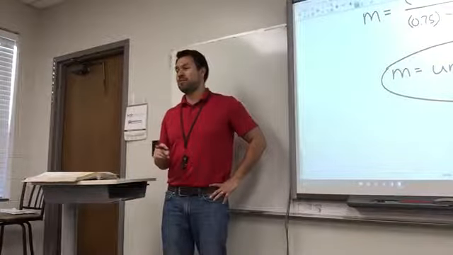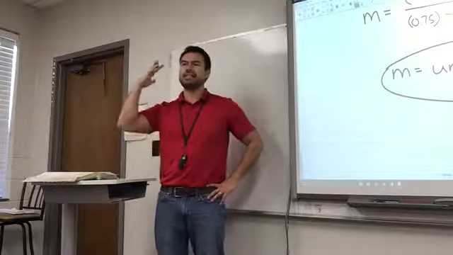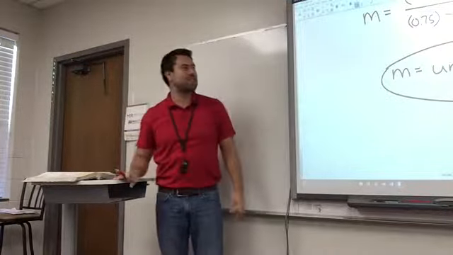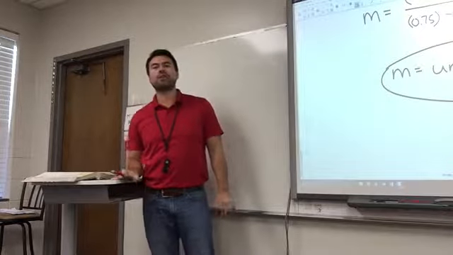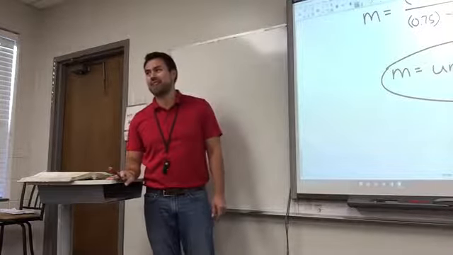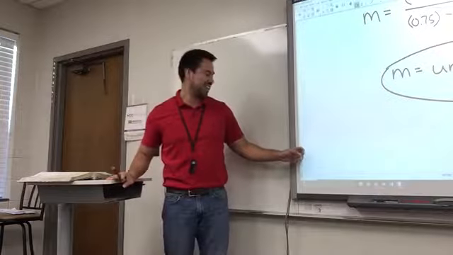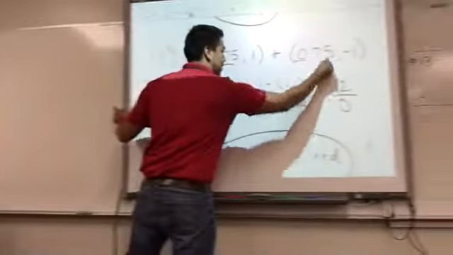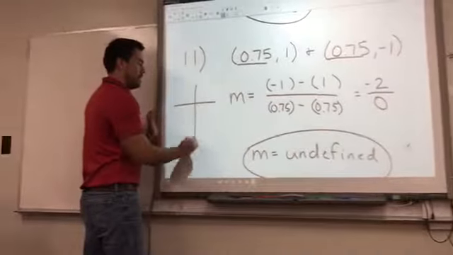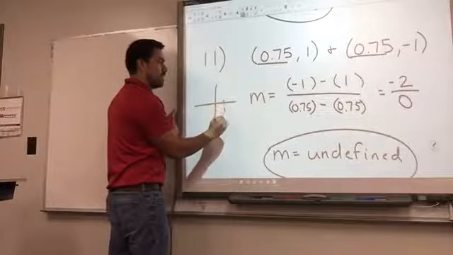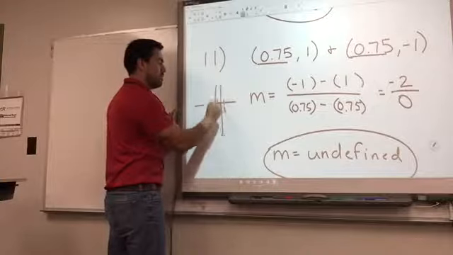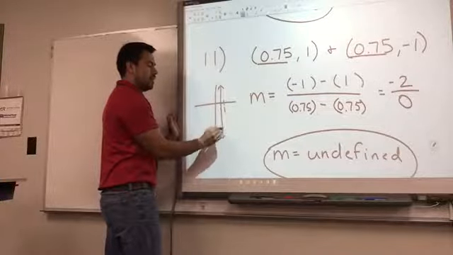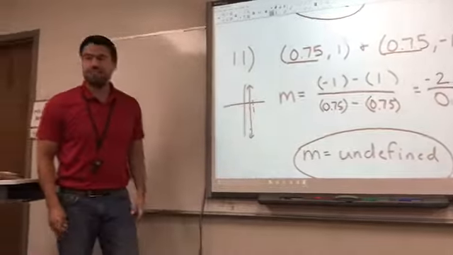Who can give me first, what kind of line is it? It's a vertical line. Where does it cross the x-axis? At 0.75. Because it's always going to be 0.75 right here. X is always going to be 0.75 no matter what y is.